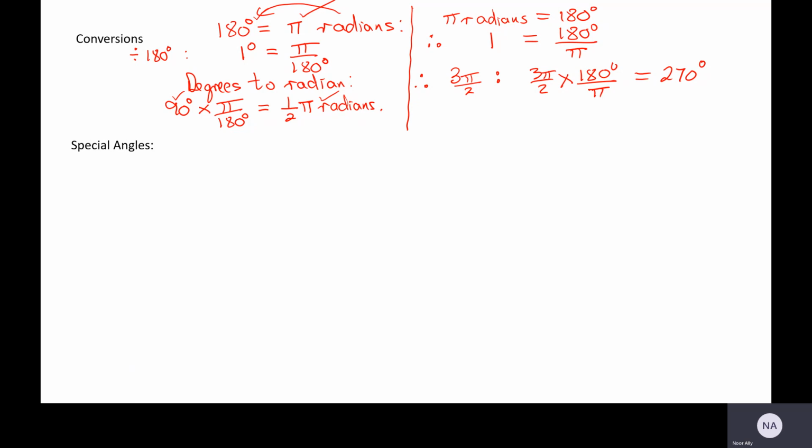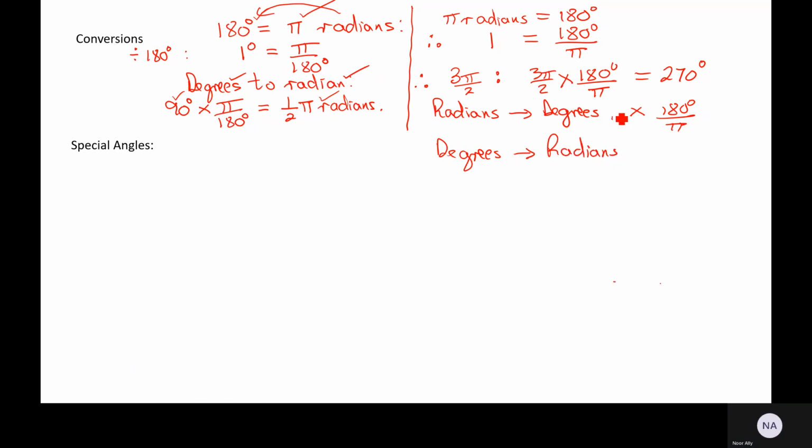If you want to go from radians to degrees, multiply by 180 degrees over pi. If I want to go from degrees to radians, multiply by the reciprocal, the inverse, pi over 180.